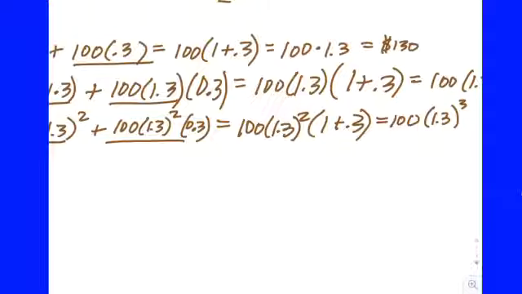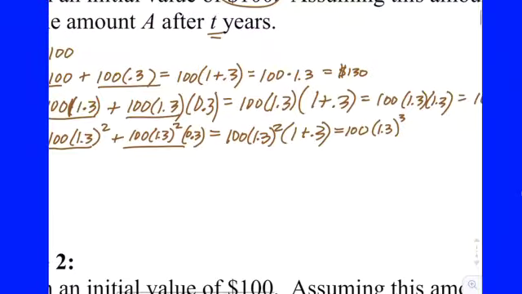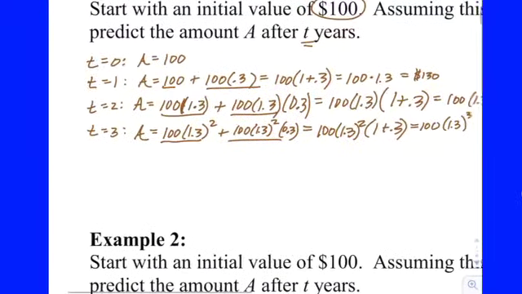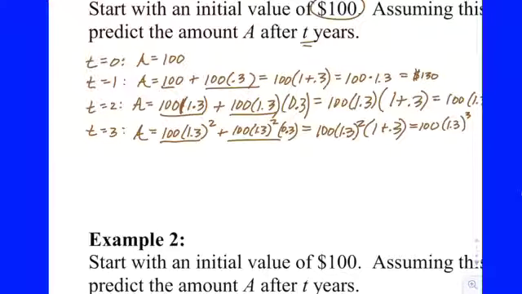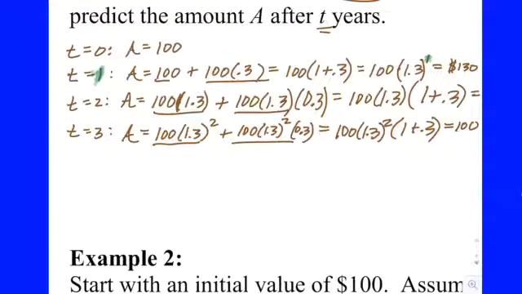To the third. So now if you're not seeing the pattern, let me help you see it. When t equaled 1, we ended up with 100 times 1.3 to the first power. The pattern that we're trying to see is when I affect the independent variable t, time is the independent variable, how does that manifest in the right-hand side? Well, when t equals 1, it's 100 times 1.3 to the first.